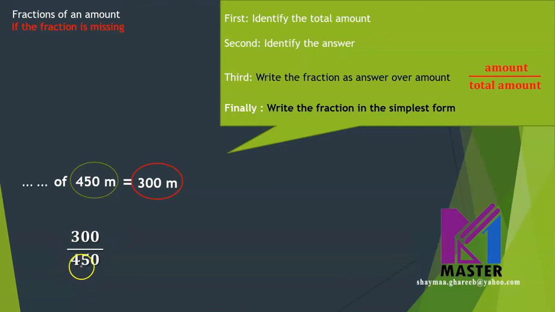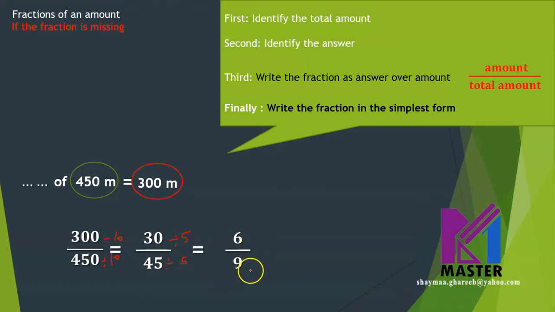Now what should we do next? We are going to simplify our fraction to the simplest form. 300 over 450, I can divide up and down by 10 first. Okay, now let's do it. So it will be 30 over 45. 30 and 45, I can divide up and down by 5. Both are multiples of 5. So 30 divided by 5 equals 6. 45 divided by 5 equals 9.